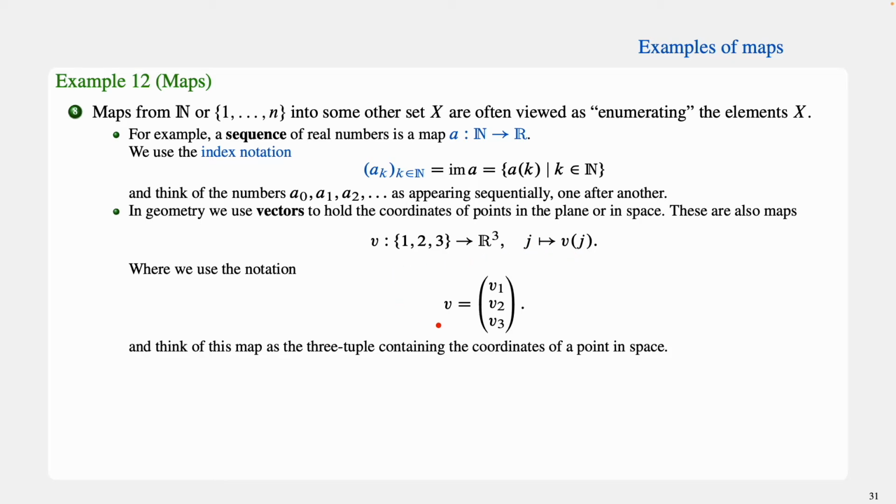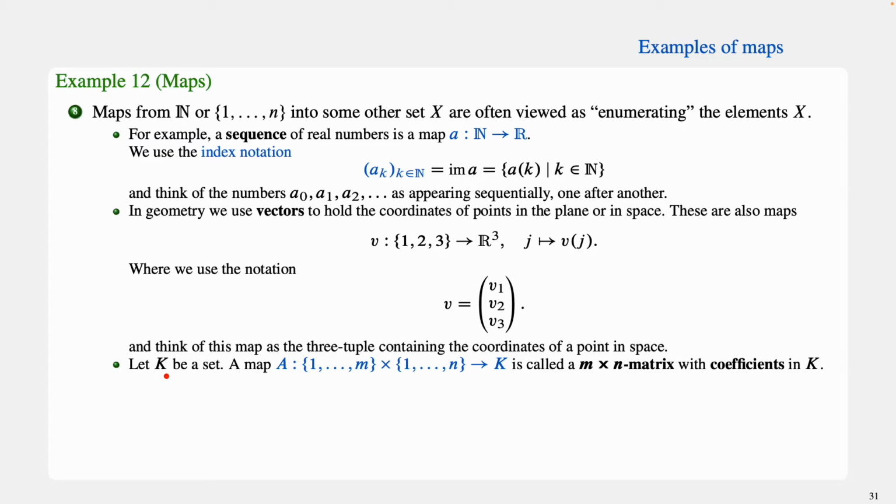So we use this vector notation for such maps, v, is (v1, v2, v3), and so this is the value of the map v for index 1, this is the value of map v for index 2, and this is the value for index 3. And so these three tuples containing the coordinates of a point in space are also maps in this sense.